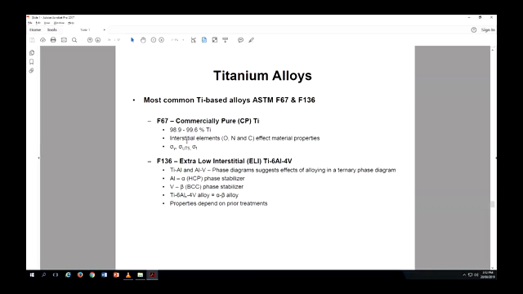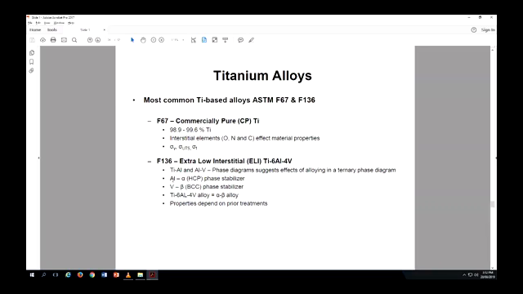There is a little bit of interstitial elements like oxygen, nitrogen, and carbon, and they obviously have very different effects on it. But the other very common one is F136. This one has extra low interstitial, so this one is very pure, whereas this one has a lot of other elements. And what they do is they will give you different phase stabilizers.